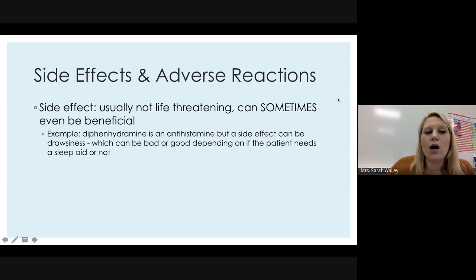Side effects are usually not life-threatening, but sometimes can be beneficial. For example, diphenhydramine, or Benadryl, the brand name, is an antihistamine, but a side effect is it can cause drowsiness, which can be good or bad depending on what you want. Like if you wanted a sleep aid and you were having some problems with allergies, you could take diphenhydramine and the side effect might actually work for you and help you sleep. So sometimes side effects are good. Most of the time they're kind of annoying, but it depends.